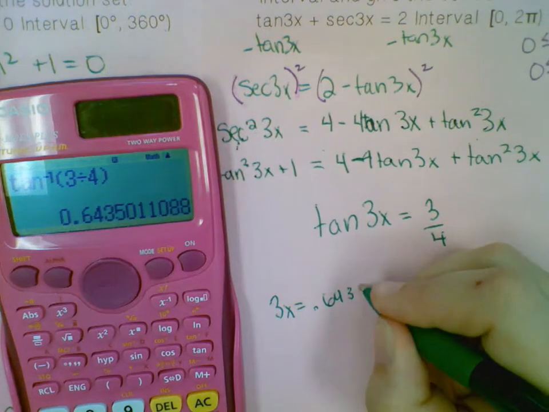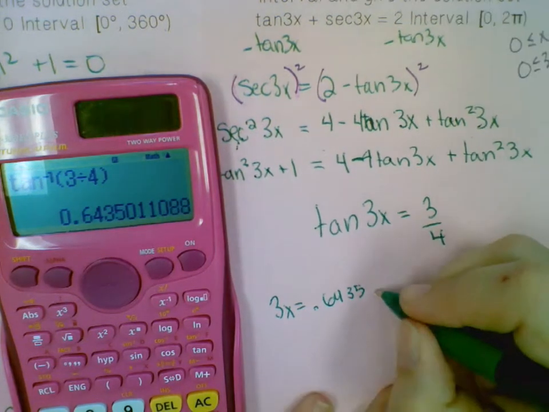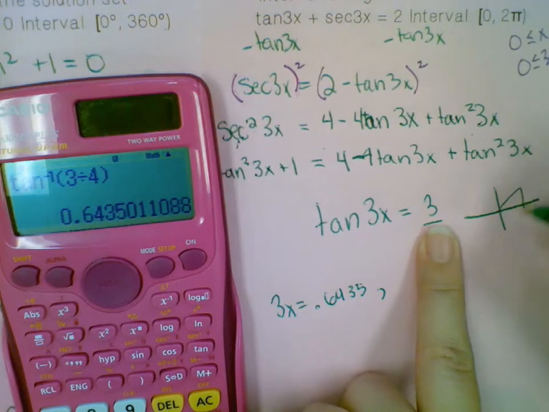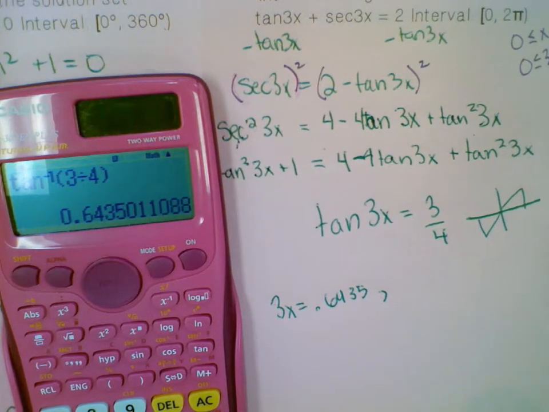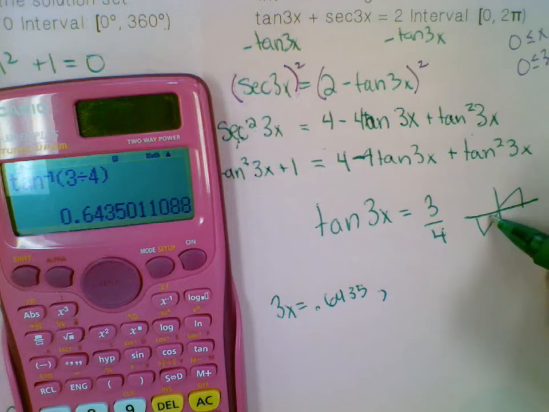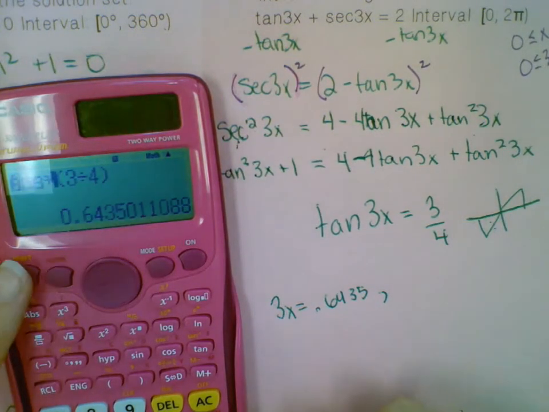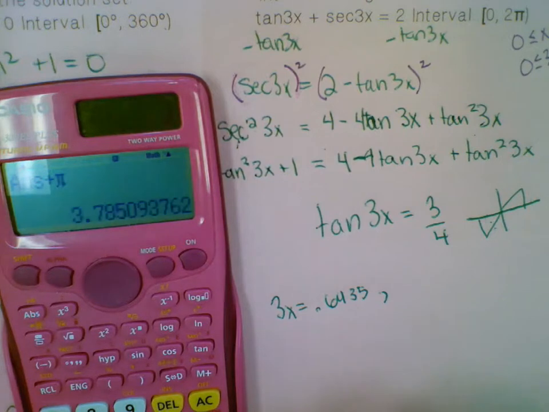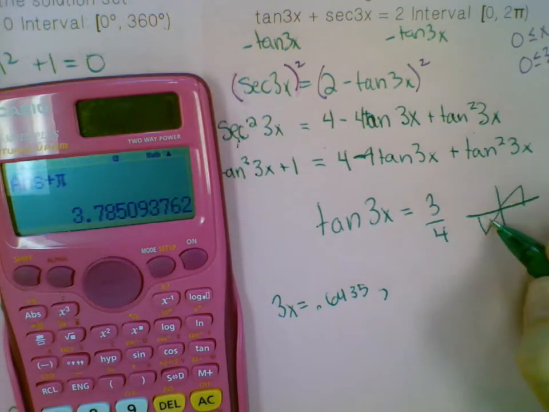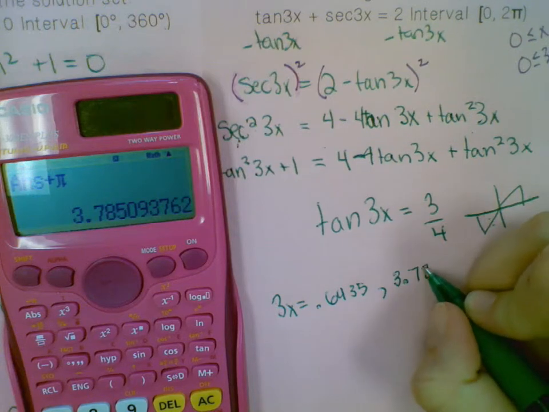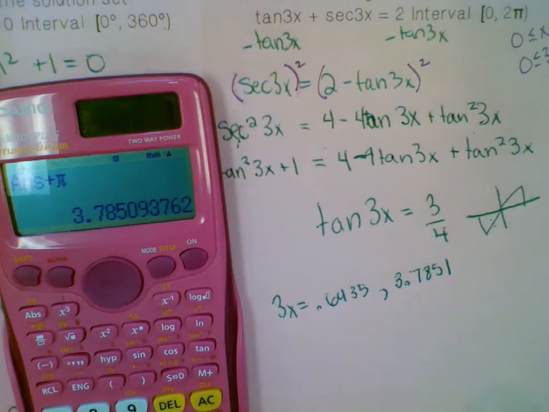Well, I'll do 4.35. So that's our positive one in quadrant 1, but remember we're in quadrant 1 and quadrant 2. So I have this one, and now I need to get this. So remember in quadrant 4, it's 180 plus our reference angle, but since we're in radians, we wouldn't add 180, we would add pi. So I'm going to add pi to that answer. So my value for quadrant 4 is 3.7851.